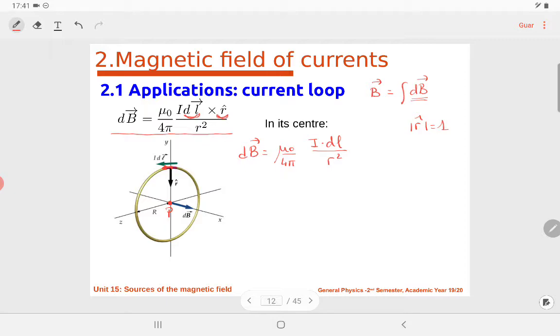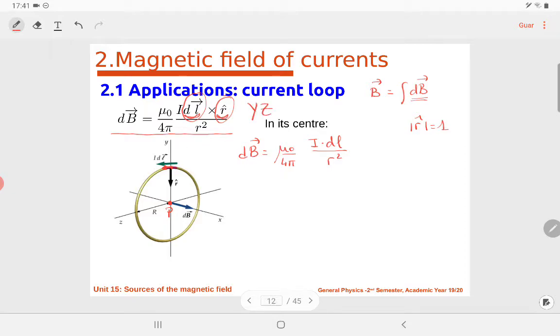And then to discuss the direction, you need to see what is the plane where both this vector, the differential vector with the direction of the current, and the unit vector are contained. And if you see, in this case it is the plane yz.